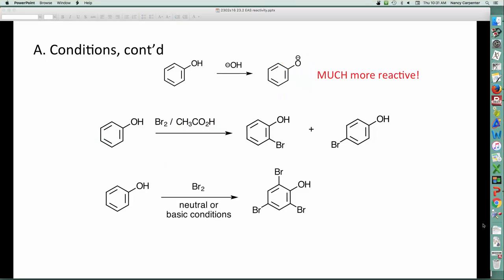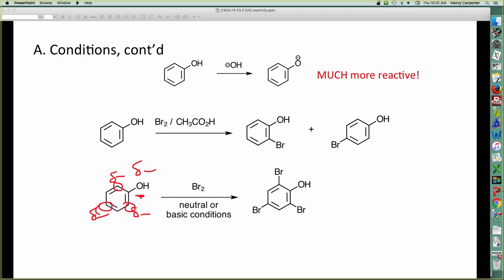Well, what about neutral or basic conditions? Well, then it goes to hell in a handbasket, because under those conditions there's much more of a buildup of delta minus on that oxygen, leading to really super good nucleophilicity at those carbons, and I can't stop the darn reaction from taking place. It goes and goes and goes because that's so much more nucleophilic.